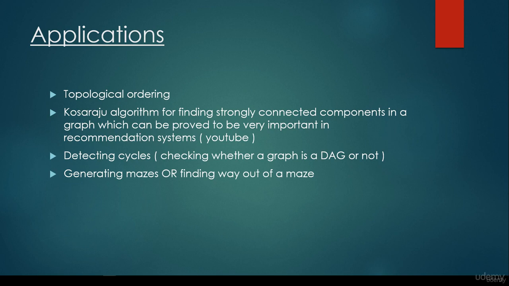So what are the applications of DFS? For example, topological ordering. We are going to talk a lot more about topological ordering, so I'm not going to talk about it now. But for example, the Kosaraju algorithm for finding strongly connected components in a graph relies heavily on depth first search, and it can prove to be very important in recommendation systems such as YouTube. I'm sure that you have been in the situation when you were watching some videos on YouTube and it recommends some videos as well. And basically, in the background, we could use the Kosaraju algorithm and strongly connected components, which relies heavily on depth first search.